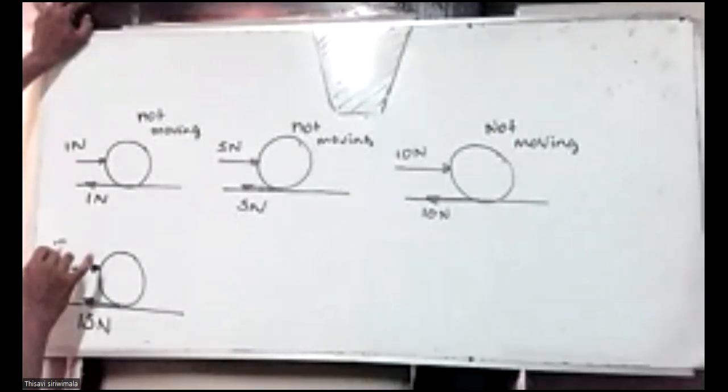So assume the maximum friction is say 50 newtons. I am applying 50 newtons, not moving. I'm sorry, I am applying... We'll take a moving friction here. I'm applying 20 newtons, maximum friction 15, and it is moving now.